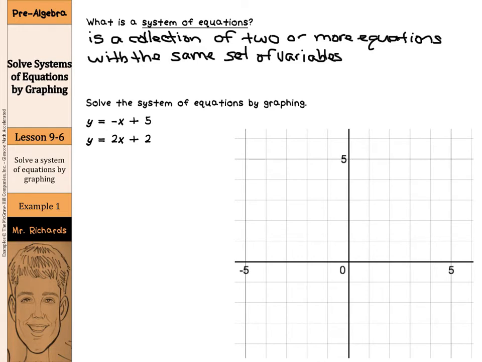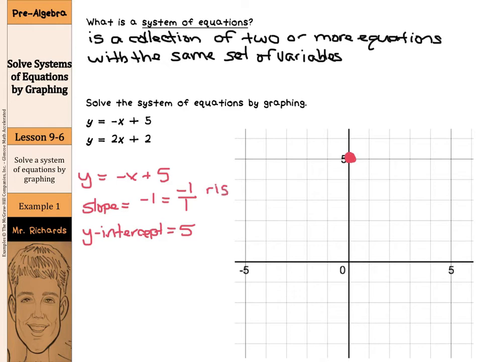So solve the systems of equations by graphing y equals negative x plus 5 and y equals 2x plus 2. Well, let's graph each of these using the slope-intercept form. Well, our slope in our first one is negative 1. Our y-intercept is 5. So we have a y-intercept of 5, and then a slope of negative 1 means negative 1 over 1.